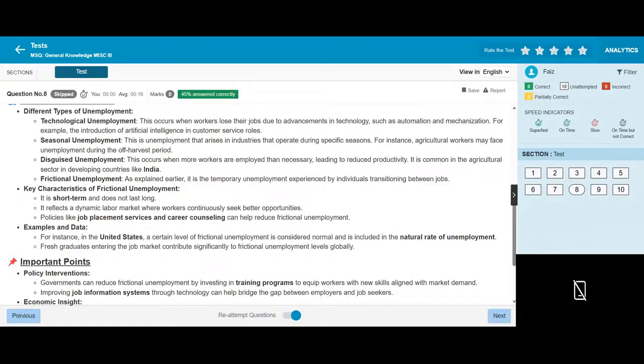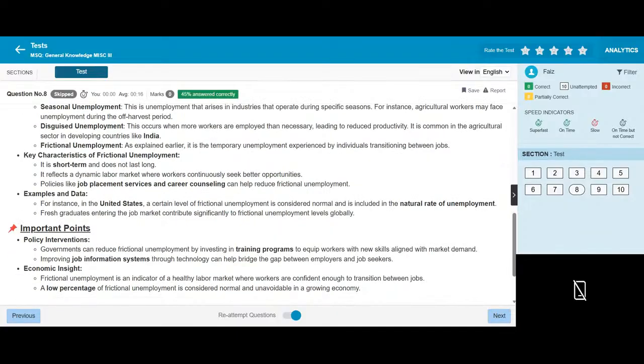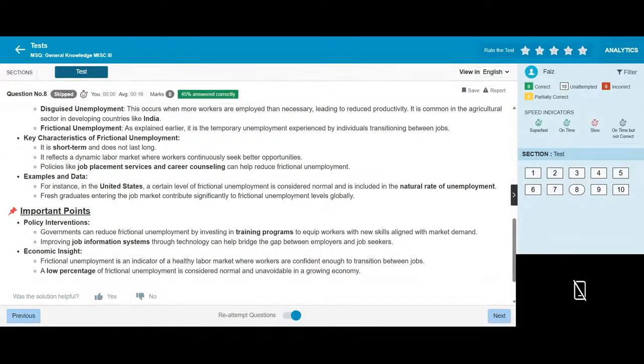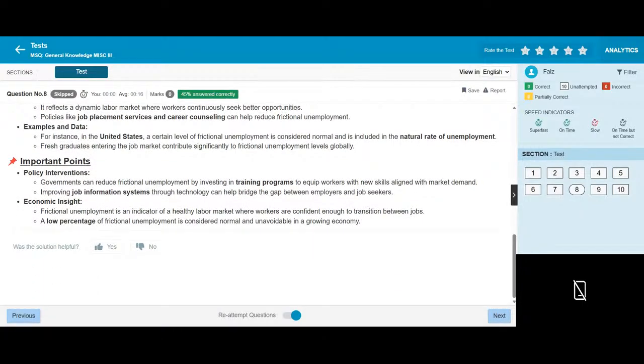In a country like India, there is frictional, seasonal, technological unemployment. Frictional unemployment is short term and does not last long. It affects the labor market as workers seek better opportunities. Policies like job placement services and career counseling can help reduce friction. A certain level of friction is considered normal.